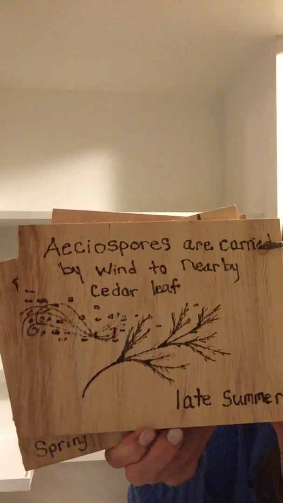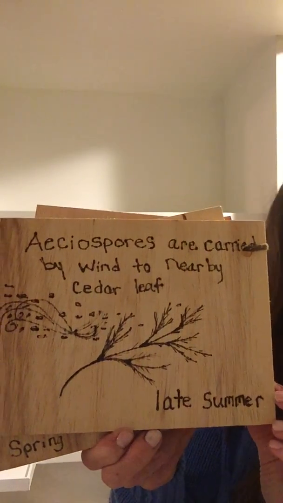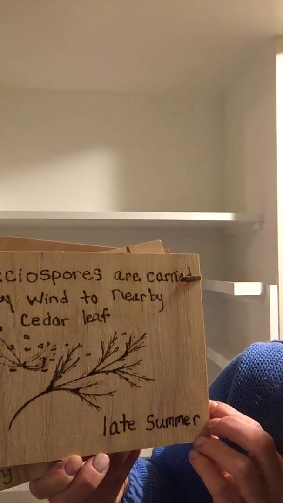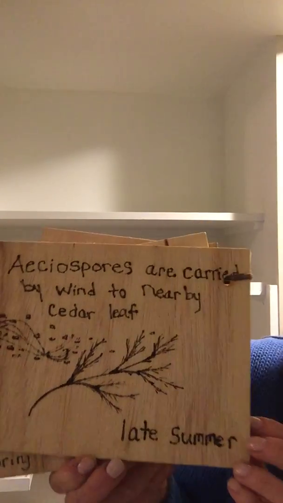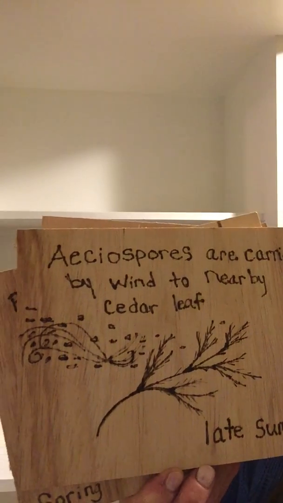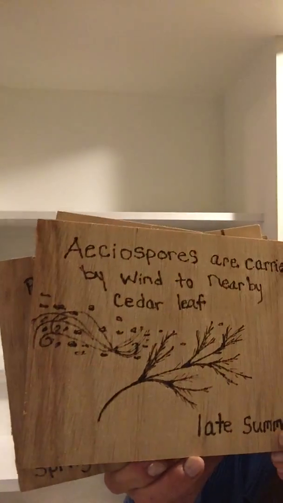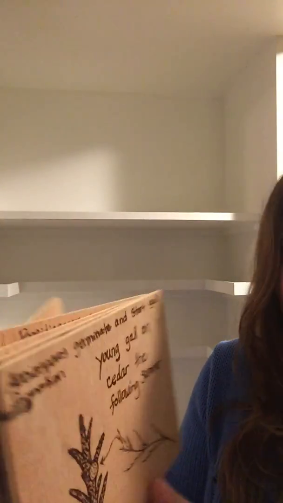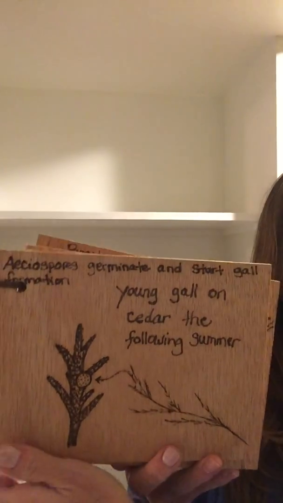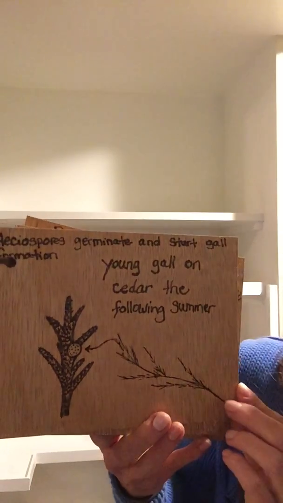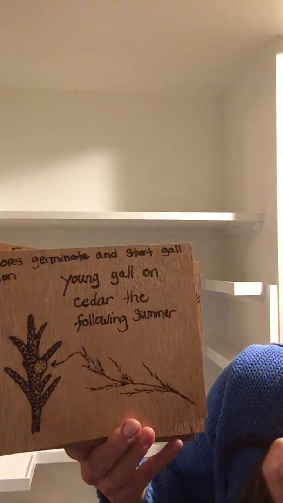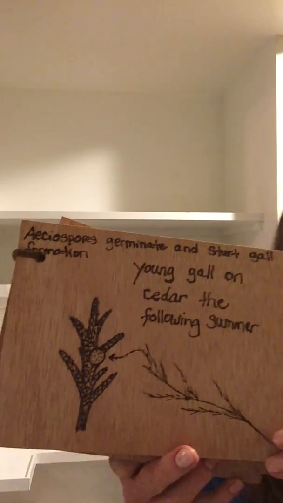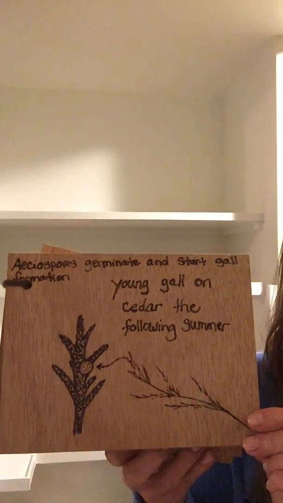I'm not very good at the video part of this, but this is done in late summer. So the aeciospores are carried by the wind to the cedar, to the juniper, to the leaf. Aeciospores germinate, and a young gall starts to form, and this is in summer.